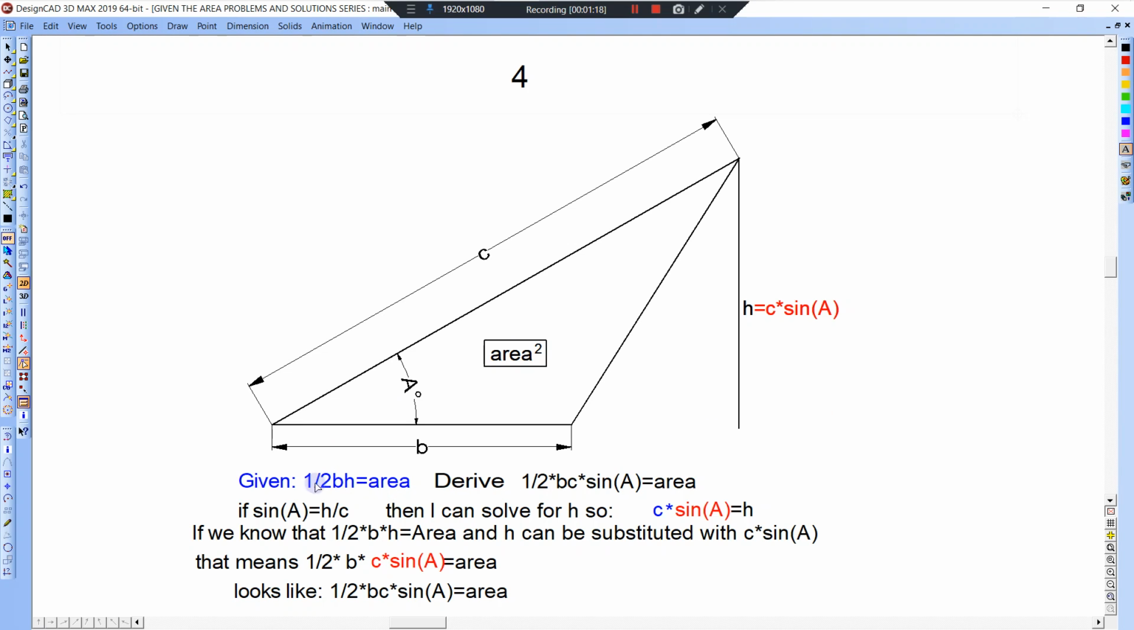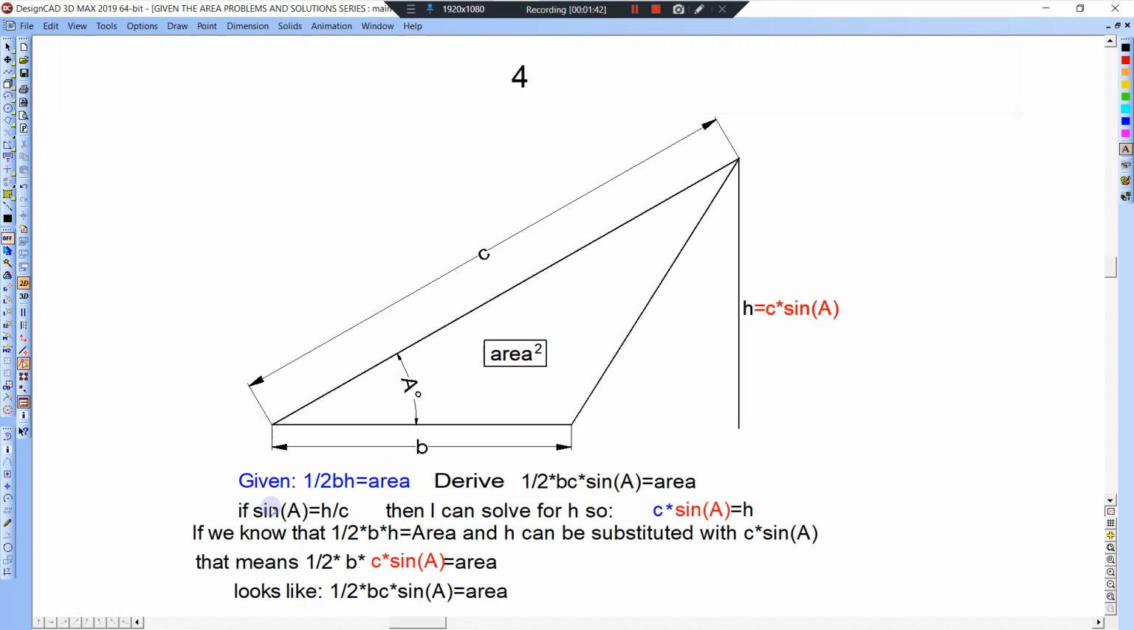So this is the initial formula: 1/2 of b times h is equal to the area. So we're going to derive the sine area formula for a triangle, which is 1/2 bc times the sine of a is equal to the area. The way this works is it's kind of an introduction to substitution. I'm not sure we did any in the previous, but it's going to start playing a big role.